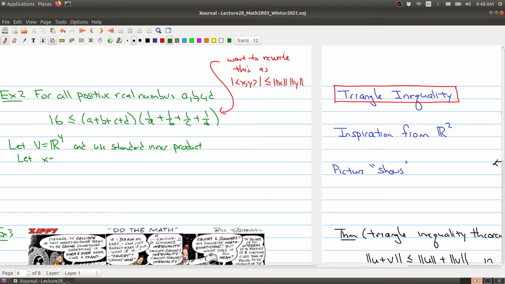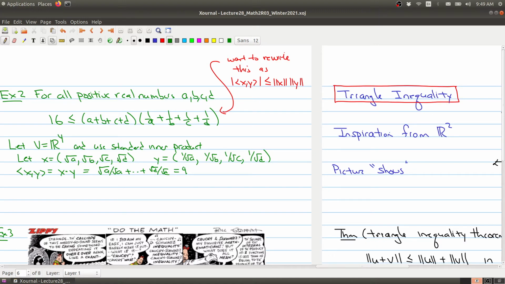So we're going to pick the vector x to be the square root of a, the square root of b, the square root of c, and the square root of d. And we're going to let y be equal to 1 over the square root of a, 1 over the square root of b, 1 over the square root of c, and 1 over the square root of d. Then the inner product of x and y is the standard dot product from first year linear algebra. So this gives me square root of a times 1 over the square root of a, plus all the way over to square root of d divided by the square root of d, which gives me 4.